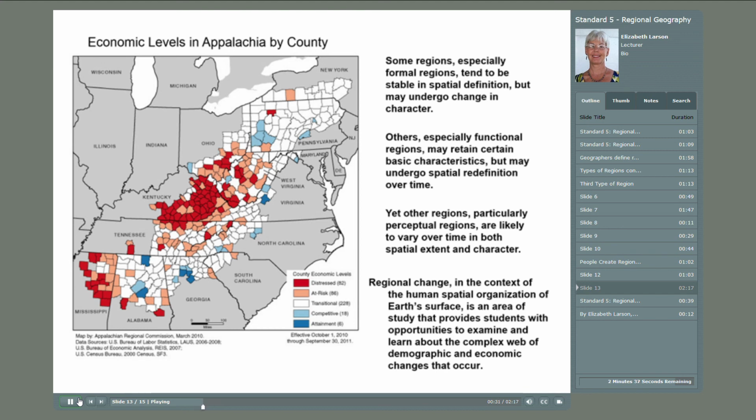Regional change in the context of the human spatial organization of Earth's surface is an area of study that provides students with opportunities to examine and learn about the complex web of demographic and economic changes that occur. Regions serve as a valuable organizing technique for framing detailed knowledge of the world and for asking geographic questions.